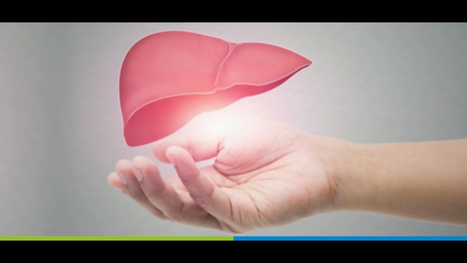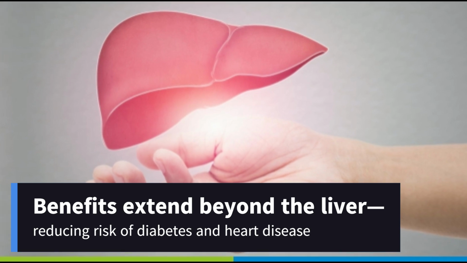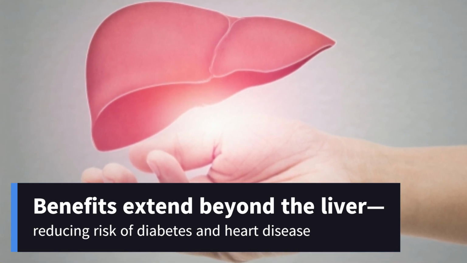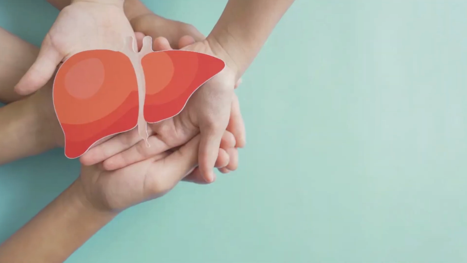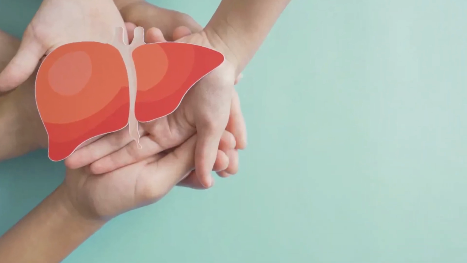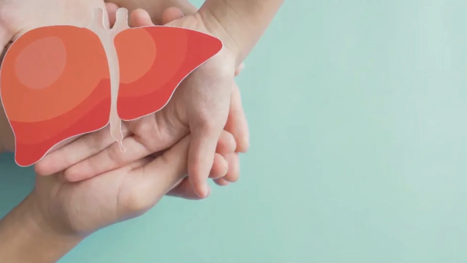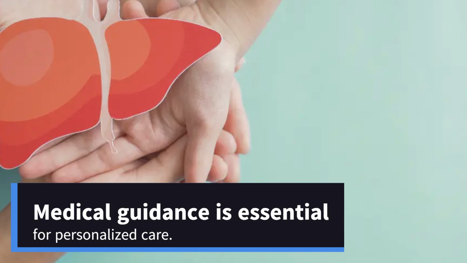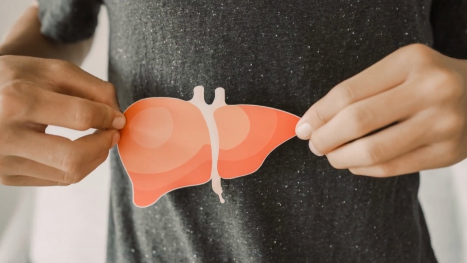Improving liver health naturally does more than protect your liver. It also supports better overall metabolic health, helping to lower your risk for type 2 diabetes, heart disease, and other obesity-related conditions. If you suspect you may have fatty liver disease or are at risk, it's essential to consult with a healthcare provider. A personalized treatment plan can help you safely reverse the condition and protect your long-term health.